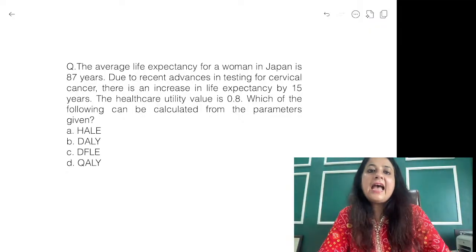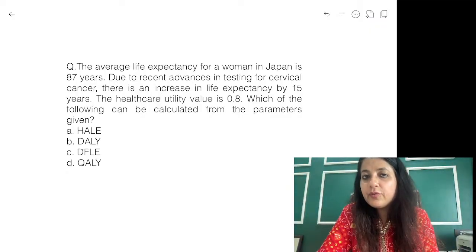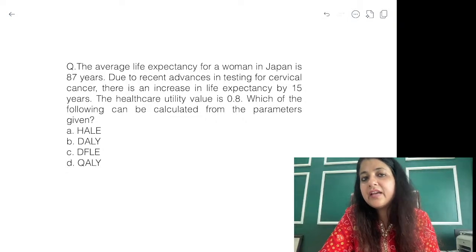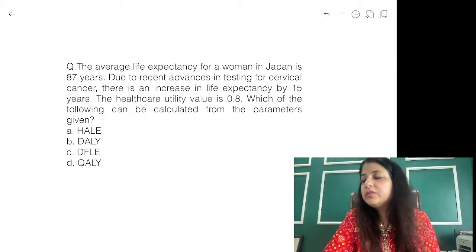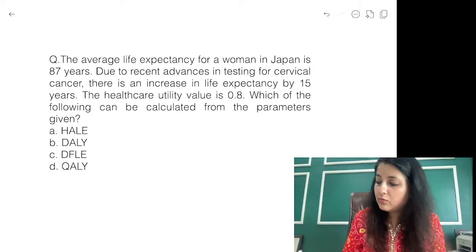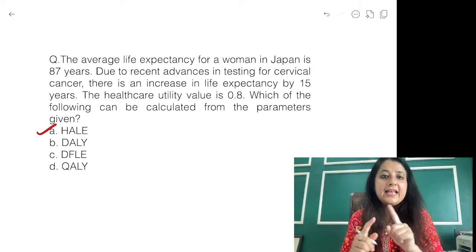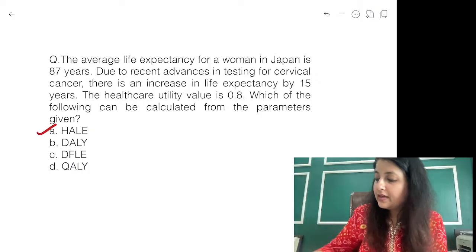The average life expectancy for women in Japan is 87 years. Due to recent advances in testing for cervical cancer, life expectancy increased by 15 years. Healthcare utility value is 0.8. Now what is this? HALE. What was HALE? Health adjusted life years.